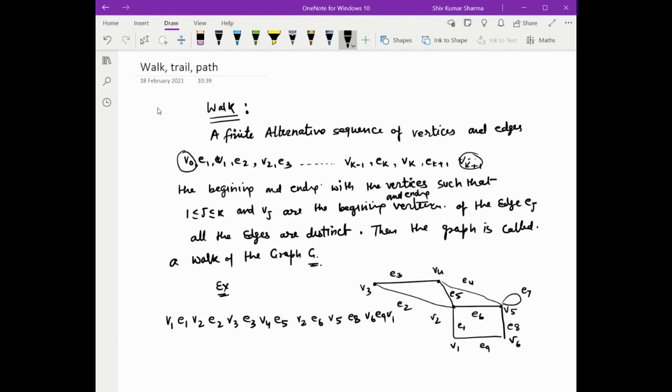Vertex may be repeated. In a walk we can visit a vertex more than once, so there is no issue. If some edges are left, you can visit them more than once. So in the note we can write: in a walk, a vertex can appear more than once.